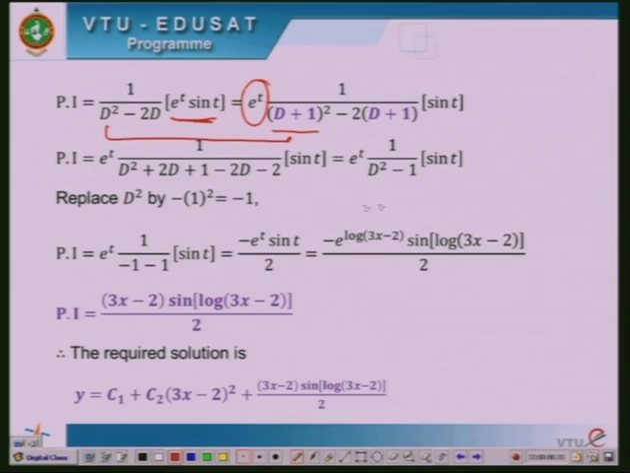You expand it and simplify it to get e to the power of t into 1 by (D square minus 1) sine t. Now this is type 2, sine of ax plus b. The rule is replace D square by minus of a square. A is 1 here, so you have to replace D square by minus 1. So when you replace D square by minus 1, we get PI as minus e to the power of t into sine t divided by 2.